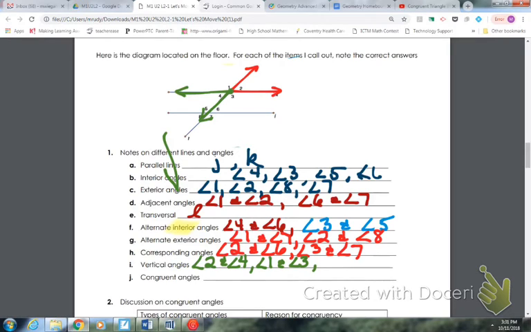Okay, notice again they have a common vertex, their sides go in opposite directions. So we could also have angle 5 and angle 7, those are vertical, as well as angle 6 and angle 8.